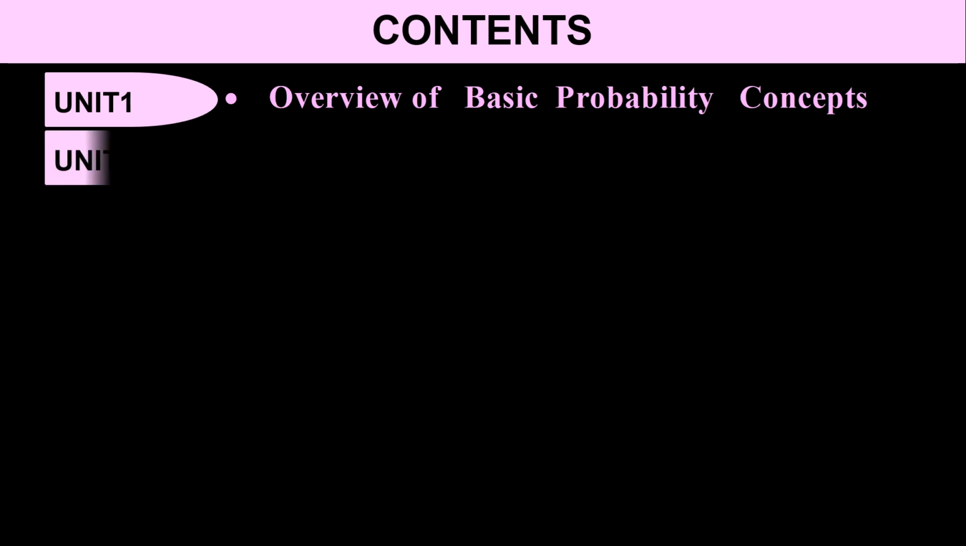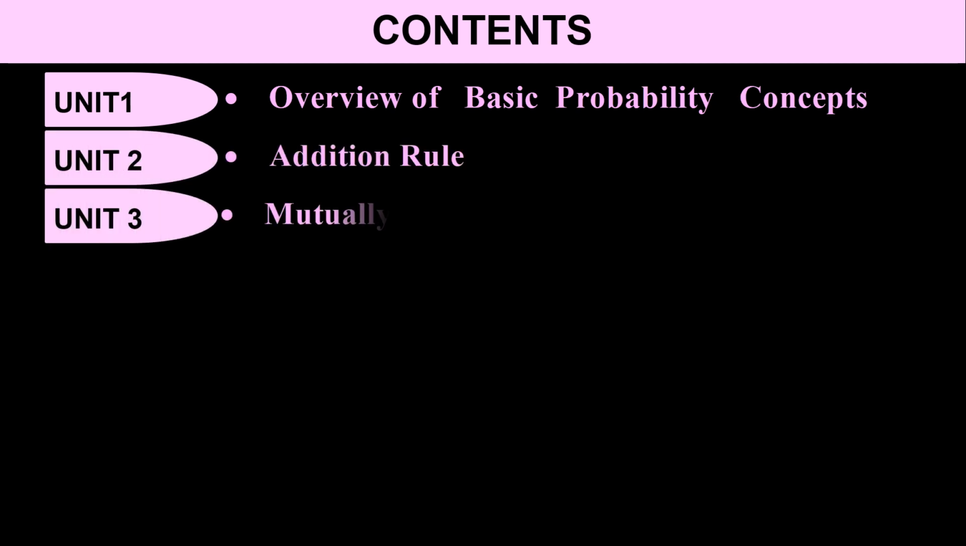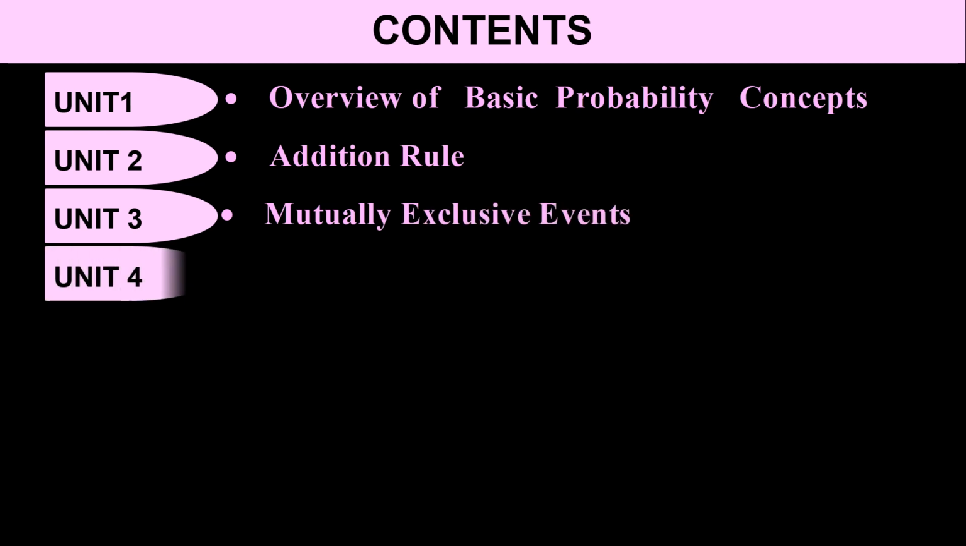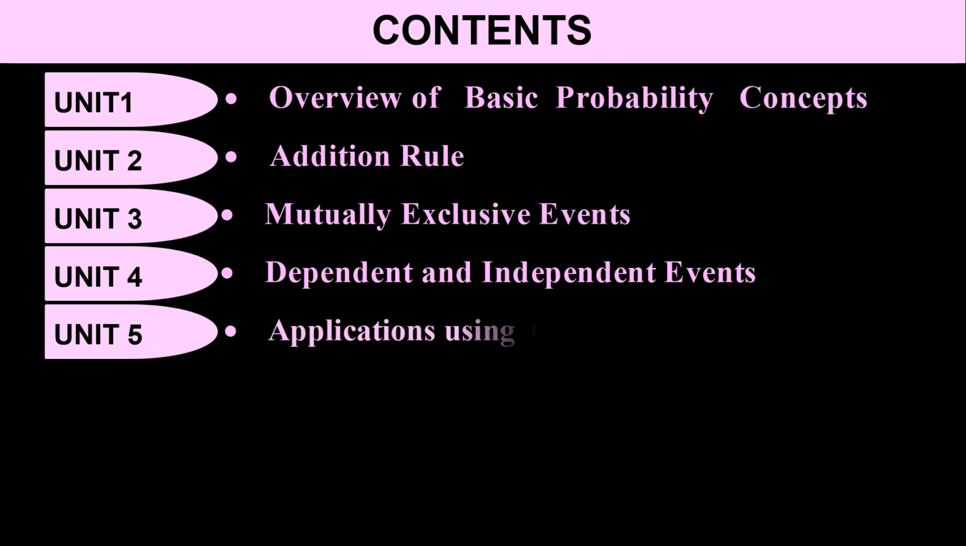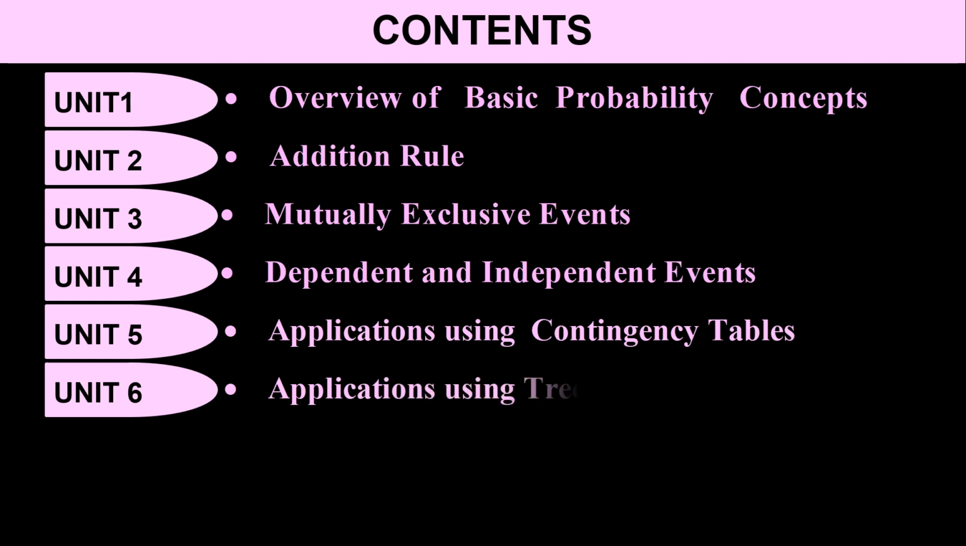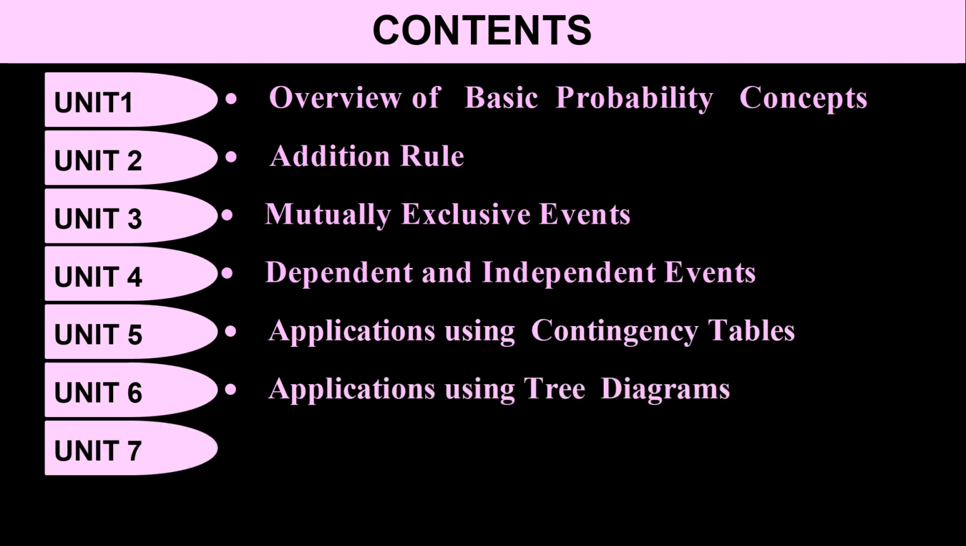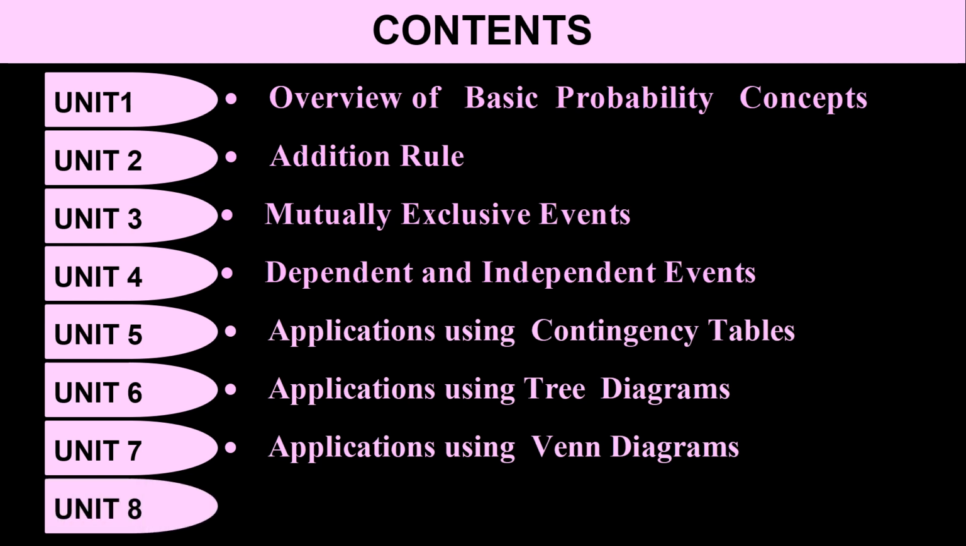There are 8 units in this video. First of all, we're going to give you an overview of basic probability concepts. Then we're going to look at the addition rule. Then we're going to look at mutually exclusive events. Next, followed by dependent and independent events. Then we're going to look at applications using contingency tables. And we're going to have applications using tree diagrams, applications using Venn diagrams with 3 events. And then finally, with all my videos, there's always an exercise worksheet. So let's start.